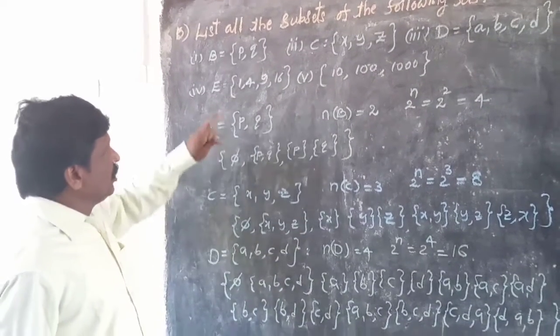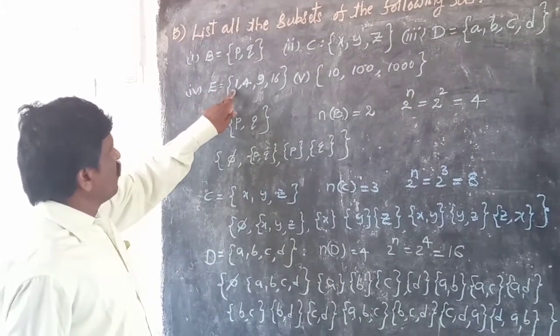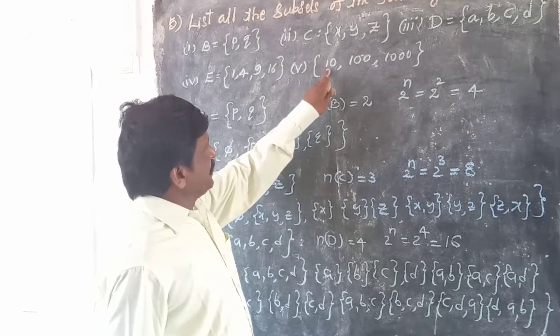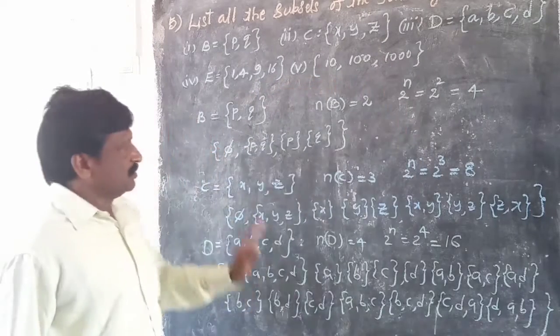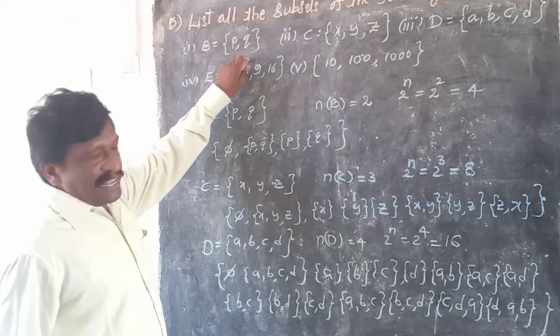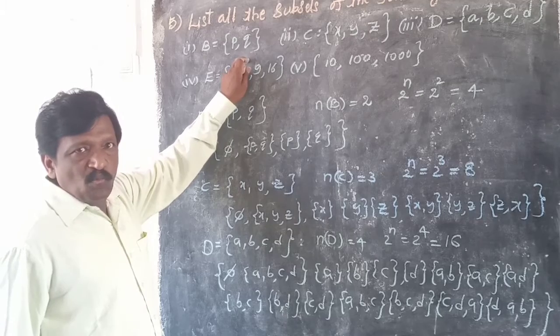As well as, you will do the same for E: {1, 4, 9, 16}, and {5, 10, 100,000}. 2.3 exercise completed. You will go to 2.4 exercise.